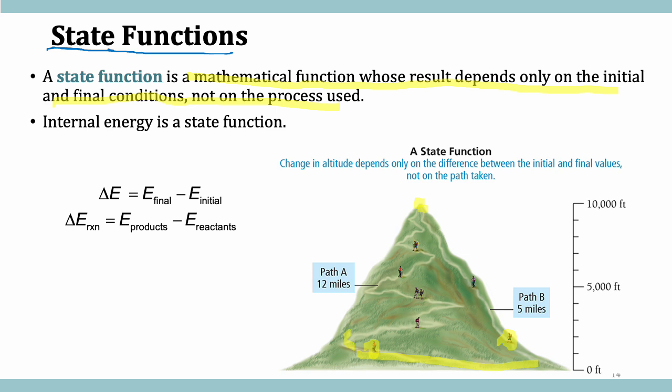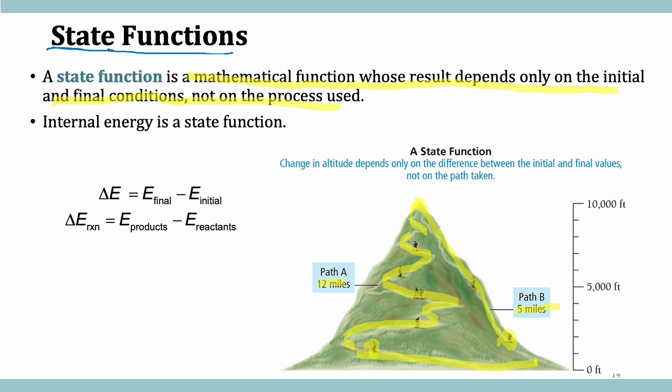Person 1 took this path, which was approximately, let's say, 12 miles, whereas person 2 took a much straighter approach and the path that they traveled was only 5 miles. So if I ask what is the height difference that both of these hikers achieved, that would be the same for both of them.